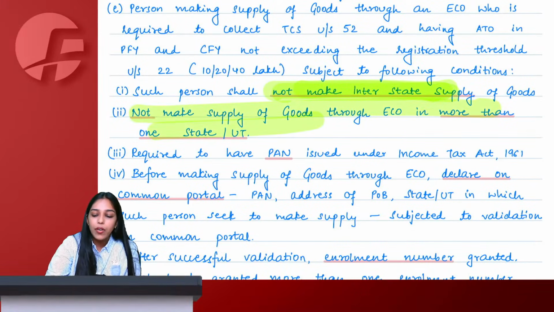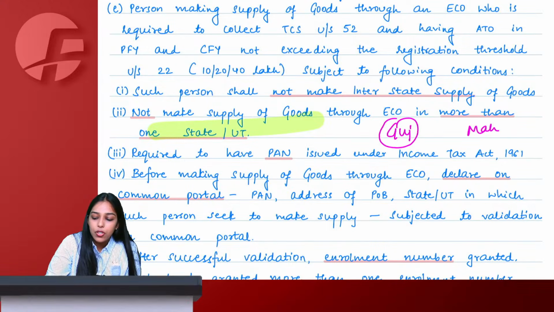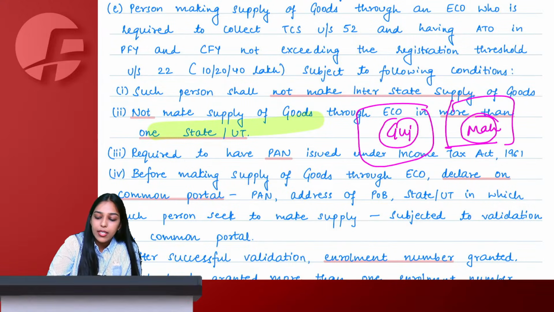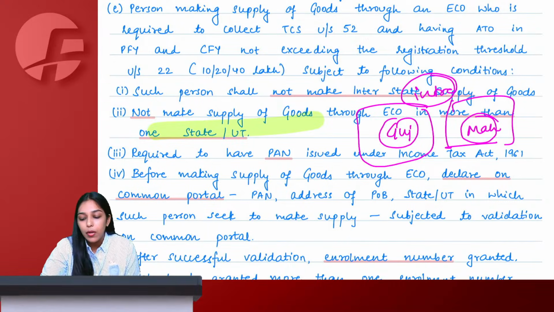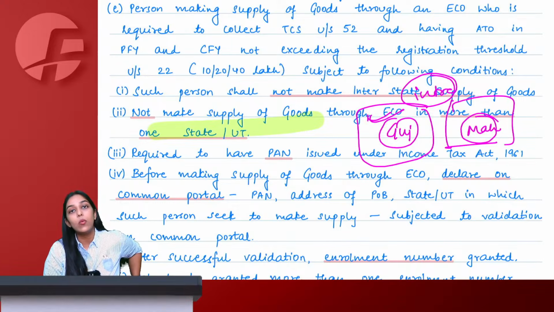Let us say I have one office in Gujarat and one office in Maharashtra. Both the places I make intra-state supply only. But still, through an e-commerce operator, I can make supply only from one state, not from more than one state.